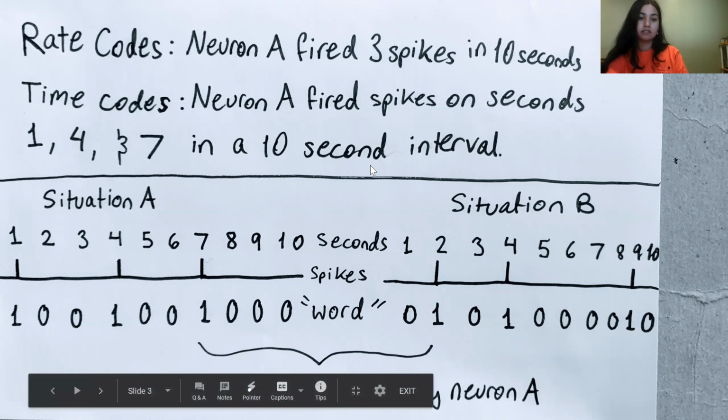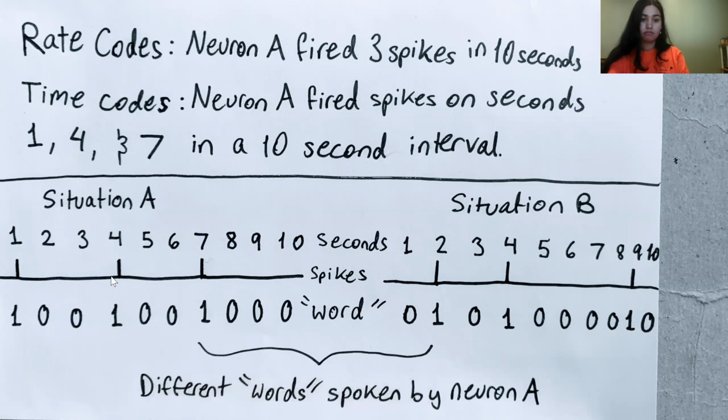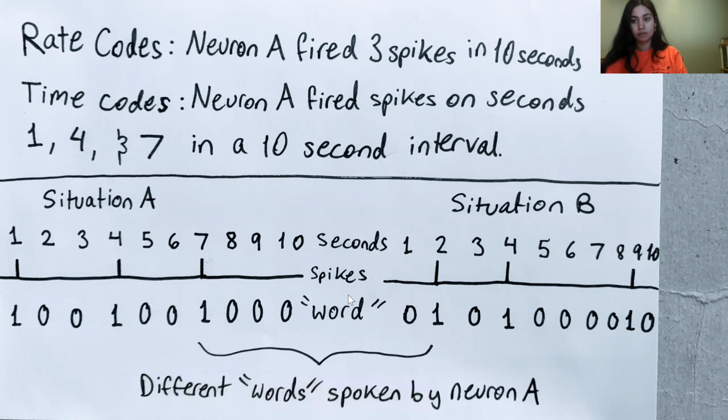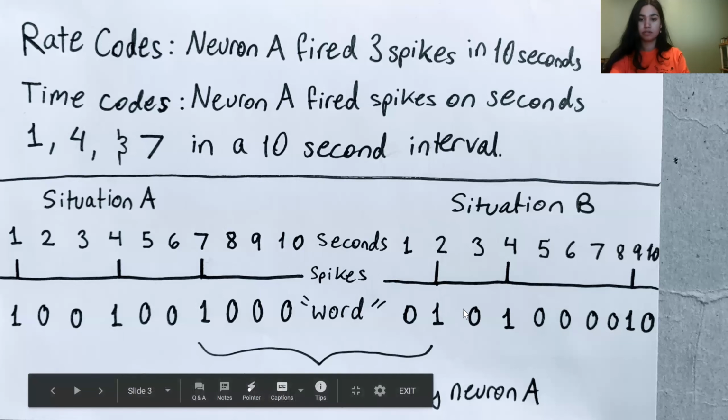So if we have our established interval of 10 seconds, in situation A, the neuron fired at seconds 1, 4, and 7, so its word will be this, where it has 1s in those places where it spiked and 0s in all the other places. In situation B, the neuron fired at seconds 2, 4, and 9 in the interval, so its word will be this, where the second, fourth, and ninth places have 1s, and the rest of them have 0s.